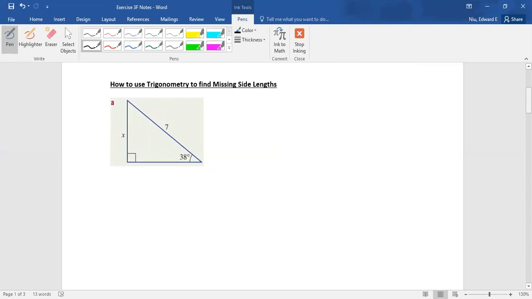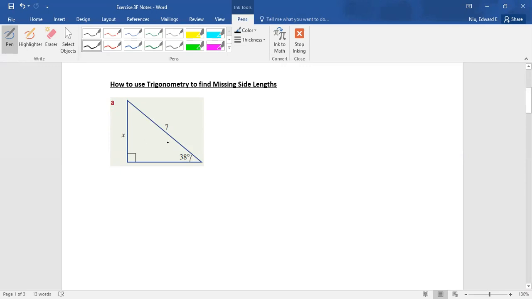How do we use trigonometry to find missing side lengths? What we have here is the previous exercise. We had these side lengths all filled out, nice and easy. We wrote a trigonometric ratio, and we picked the right trig ratio, which is sine, cos, or tan. Building off that, the next step is, what happens when they don't give us one of the side lengths? Here they give us 7 and 38 degrees, but then they tell us to find this missing side length, x.